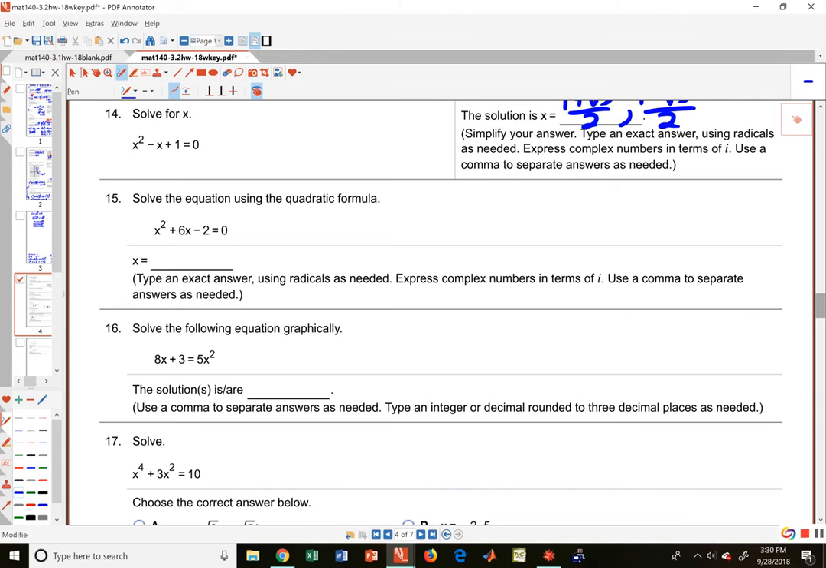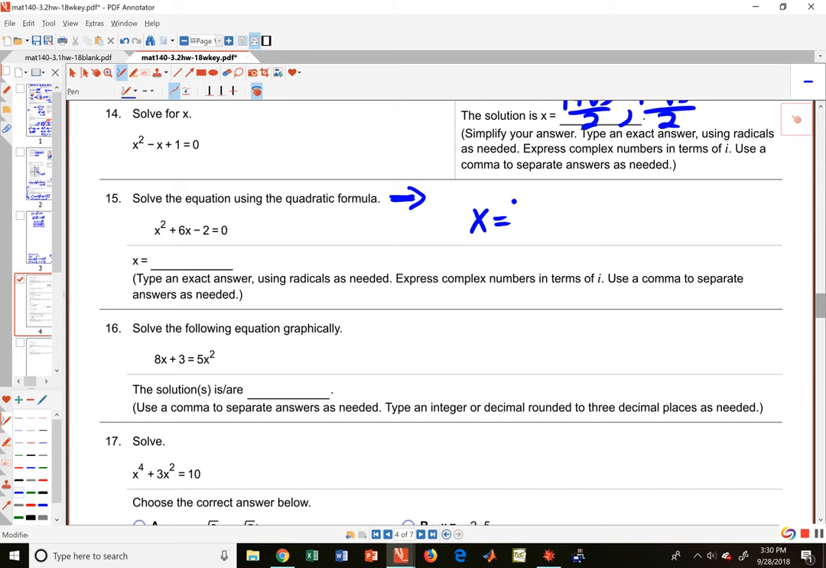You really need the quadratic formula when things don't factor, or you can't use the square root method because you have a middle term, and you don't want to do the completing the square. Completing the square is hard, and we just did a hard example there a minute ago. So let's use the quadratic formula.